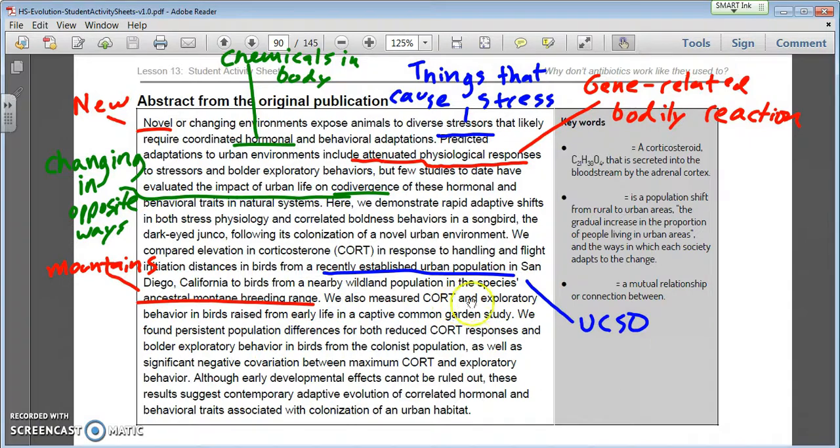We also measured court and exploratory behavior in birds raised from early life in a captive common garden study. Well, we know what that is, right? We talked for a couple of videos about what we mean by a common garden study.